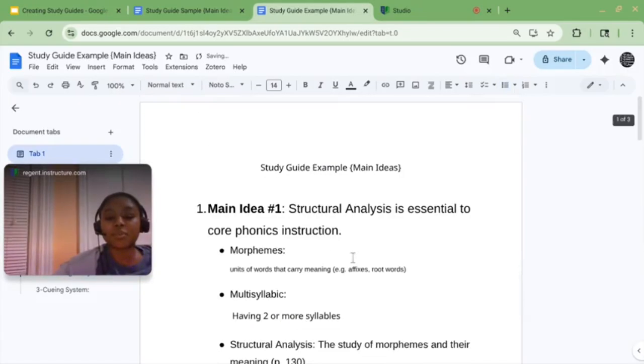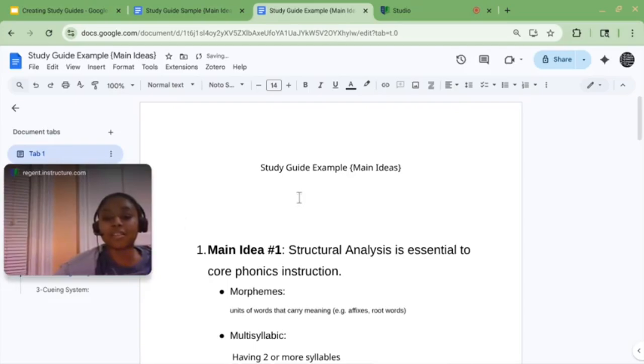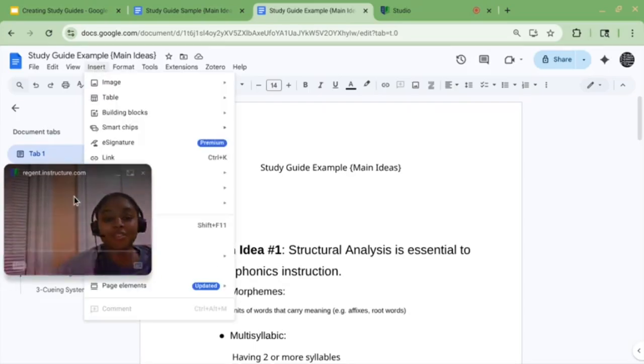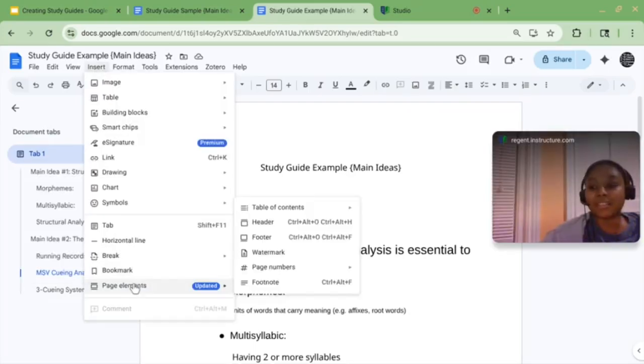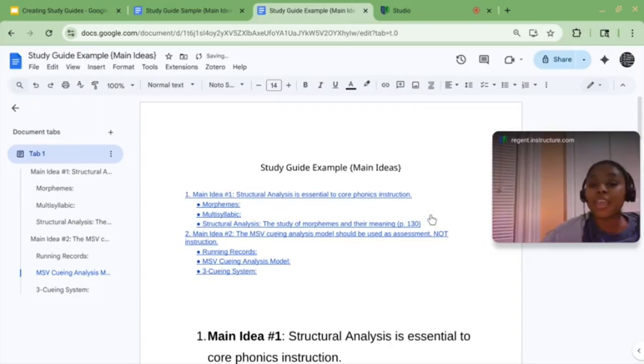Okay, so what I'm going to do is create space for my table of contents by going to insert, all the way down to page elements, and then it'll give me a side prompt. So I'm going to head into it and go to table of contents. I want to add in hyperlinks so I can easily navigate through the document. So I will choose this last third option, and voila, you have your table of contents.